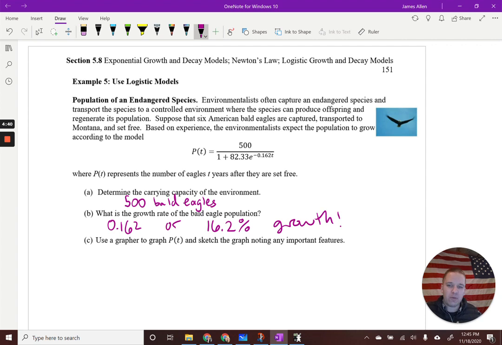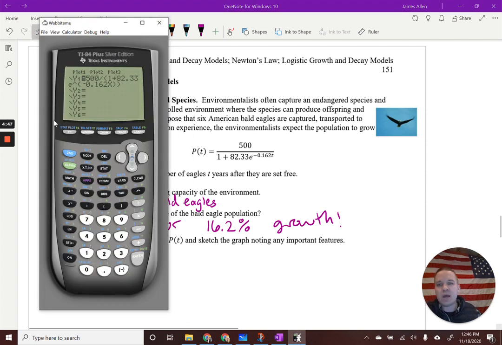It says use a graph to graph P of T and sketch the graph noting any important features. All right, so I've got it plugged into my TI-84 Plus Silver Edition emulator, and I'm going to need to adjust the window. Now we could do zoom fit, but I've got a decent idea as to what I want to do here. So let's think here.